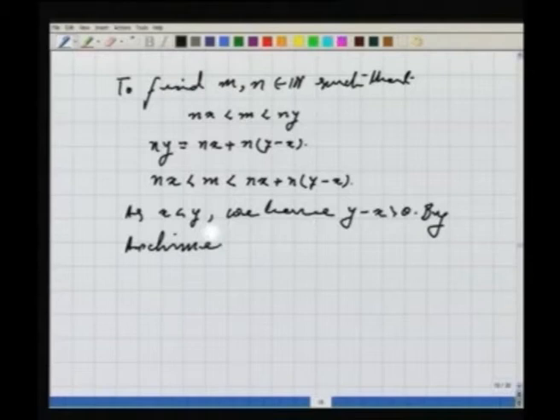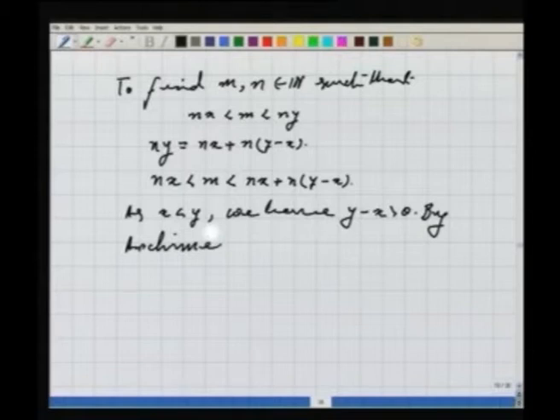What does it say? It says that the distance between this real number, which is actually ny, and this real number nx is more than 10. And if there are two real numbers whose distance is more than 10, I can always find a natural number which lies between these two numbers. That is, there exists a natural number m such that nx is less than m and this is less than nx plus n into y minus x. But this right hand number is nothing but ny.